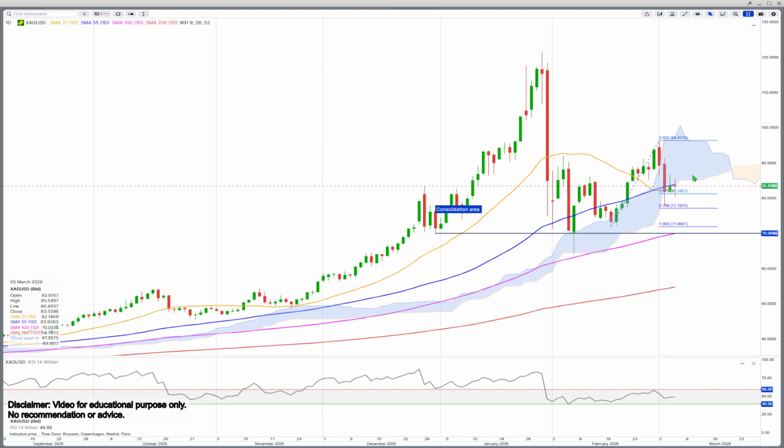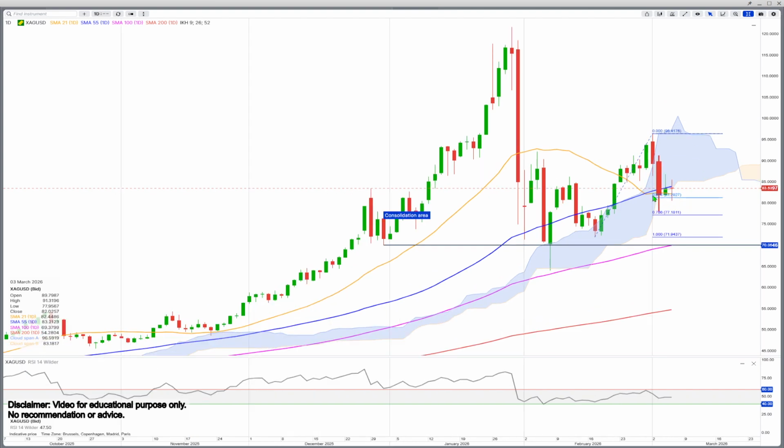Silver, that has also been hit hard here the other day, trying to regain its ground. Actually closed a little bit below the cloud there, but positive sentiment is still there.